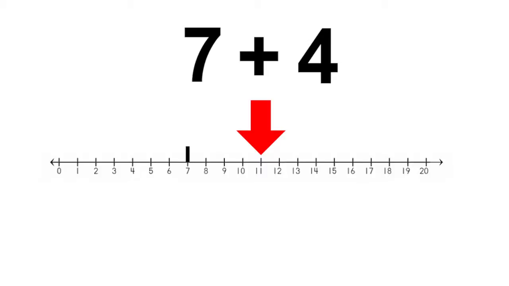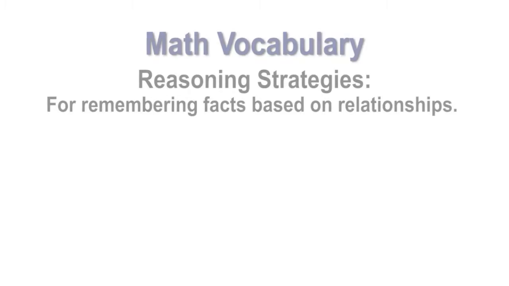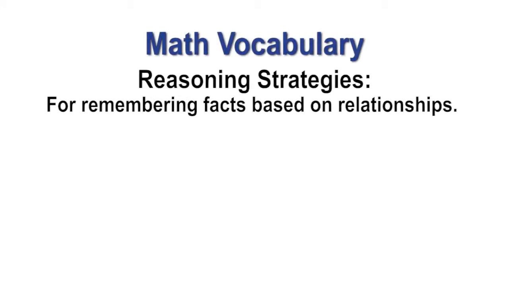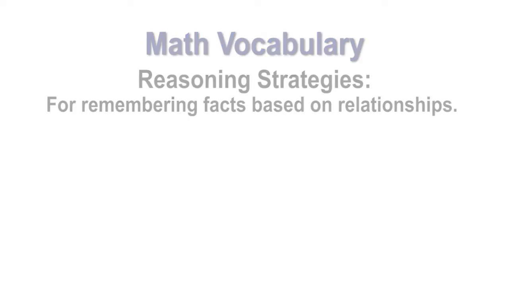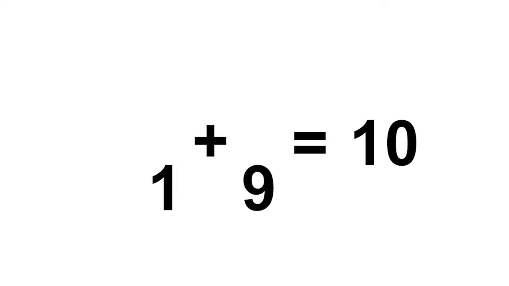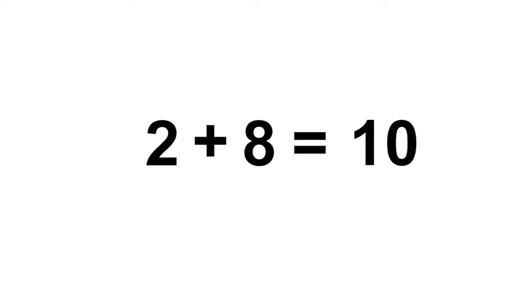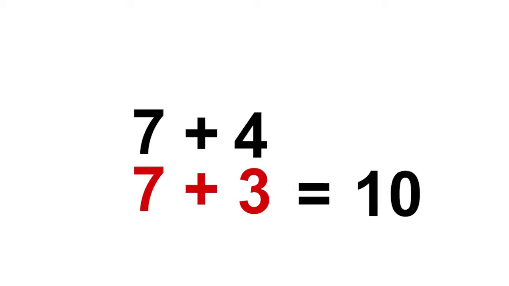When the students have full understanding of this strategy, they move on to reasoning strategies, which are strategies for remembering facts based on relationships. The students have been working on ways to make 10. 0 plus 10 equals 10, 1 plus 9 equals 10, 2 plus 8 equals 10, and so on. When they come to a problem like 7 plus 4, they could reason like this: I know that 7 plus 3 equals 10, so 7 plus 4 is 1 more. It's 11.